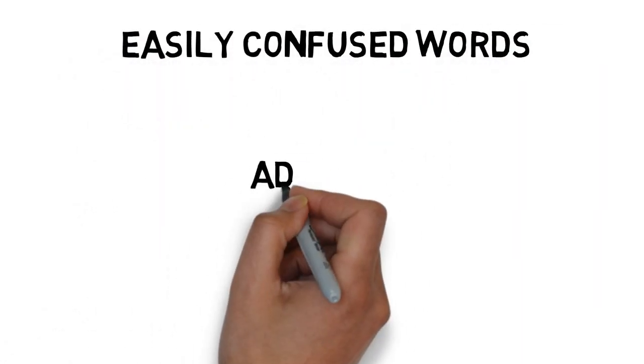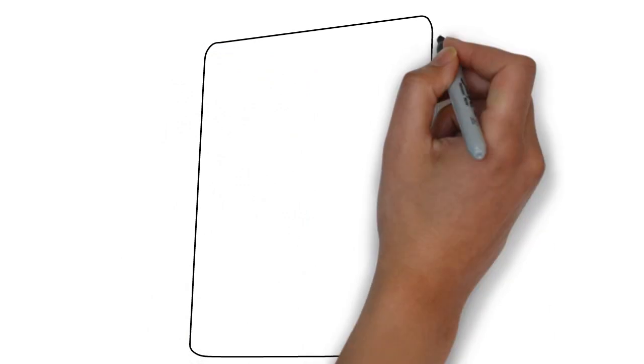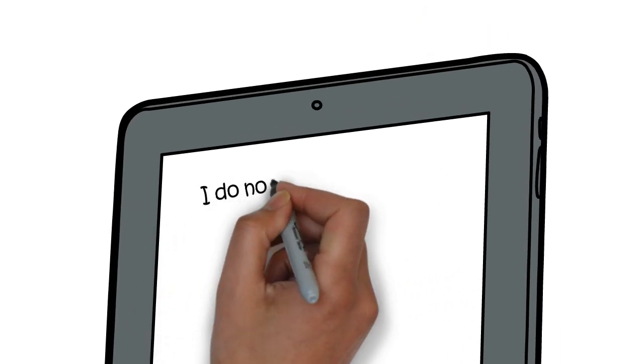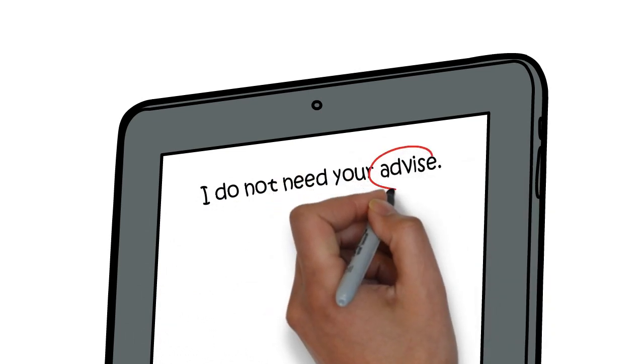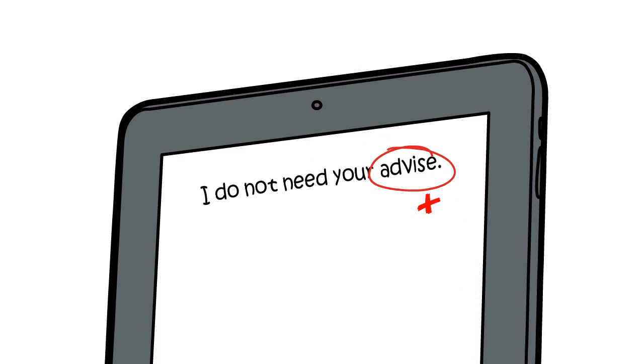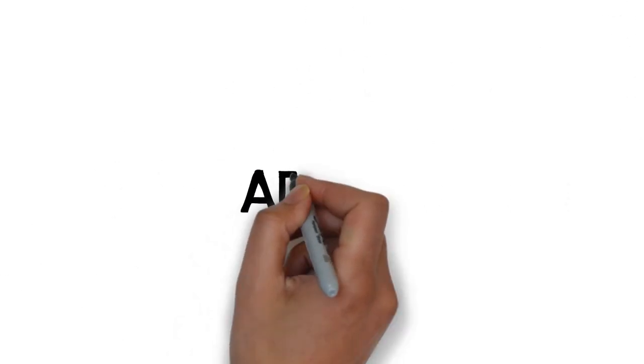In this video, we're going to look at the difference between advise and advice. So here's a wrong example. I do not need your advise. No, this should be advice with a C, and we'll look at why afterwards. And actually, it's the pronunciation of these words that is going to help you get it right.